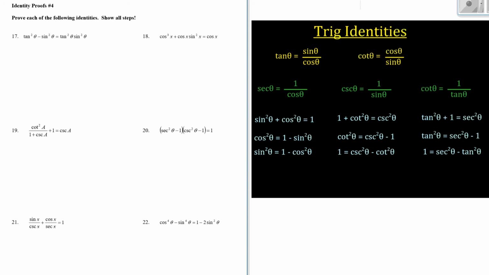Here's another installment of our identity proofs. I've got 6 more problems we're going to go over here, and let's get into it.